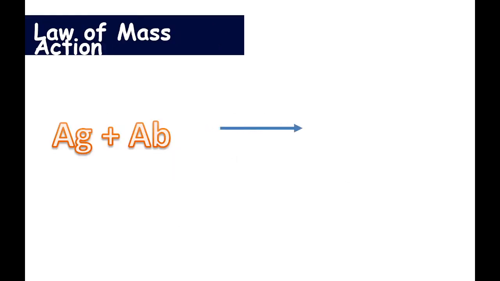Next, we have the law of mass action. All antigen-antibody binding is reversible and is governed by the law of mass action. This law states that free reactants such as antigens and antibodies are in equilibrium with bound reactants. So the AgAb there represents the antibody-antigen complexes.